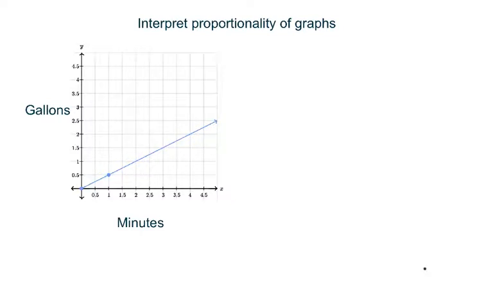The second thing that has to be true is that the line has to pass through what we call the origin. And so, does it pass through where we have 0 and 0 on the x and y axis? In this case, it does. So this graph is proportional.